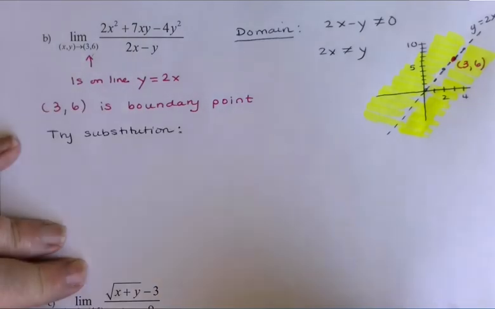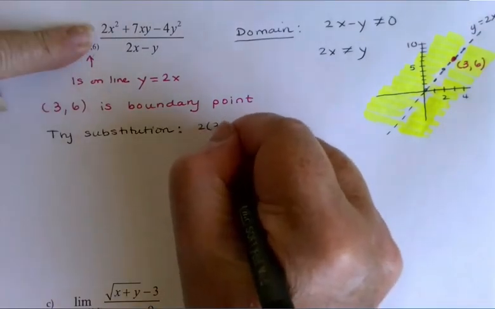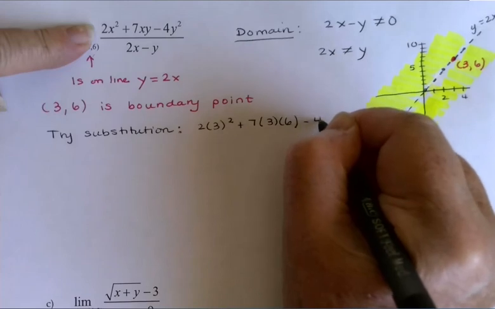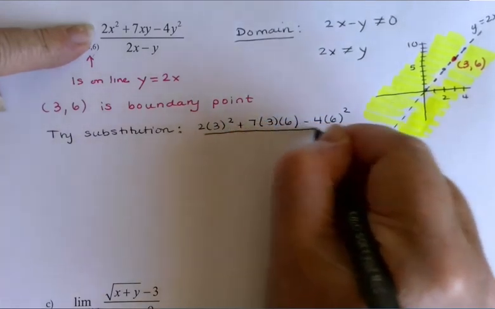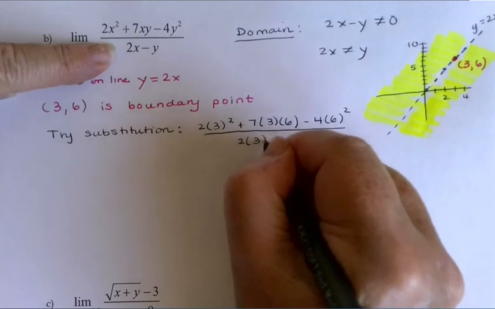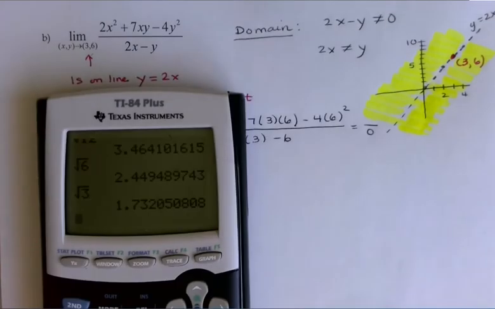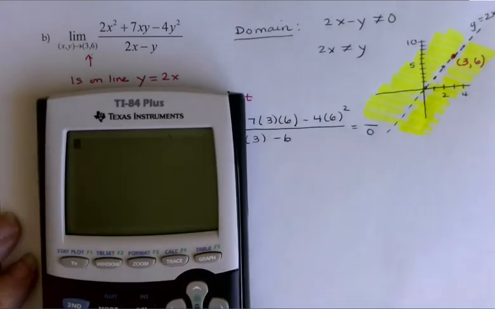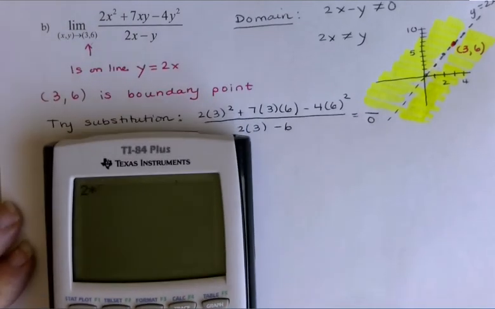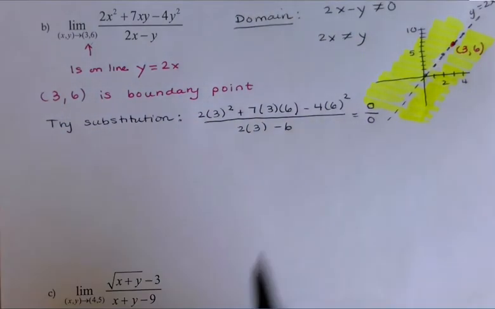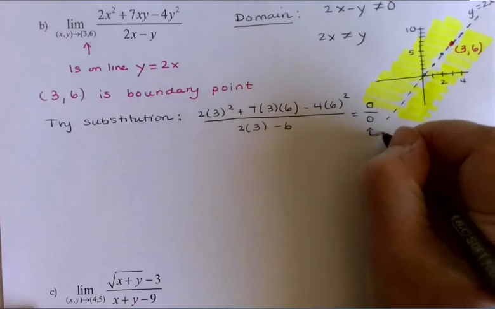what am I going to get? Well, let's see, I'd get 2 times 3 squared plus 7 times 3 times 6 minus 4 times 6 squared over 2 times 3 minus 6. Denominator is clearly 0. And that numerator, let's see, that would be 2 times 9 plus 21 times 6 minus 4 times 36, which is also 0. Hopefully you remember that 0 over 0 case. It's what we called an indeterminate form.